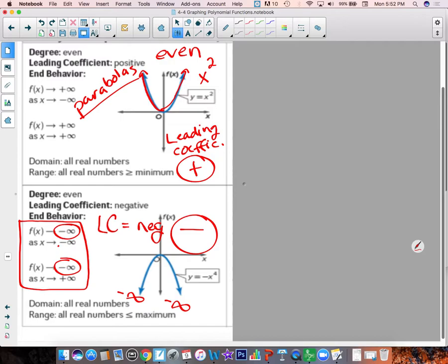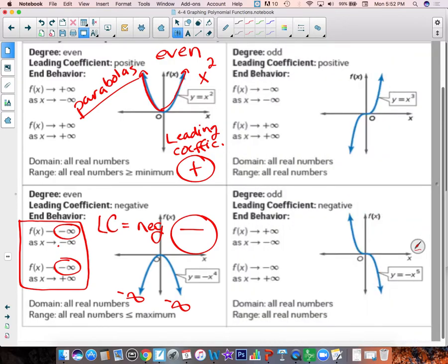Okay, so if we have evens, then we must have odds. So these are odd functions. These are both, one's a cubic and one to the 5th power. So again, let's look at end behaviors. So negative infinity down here, positive infinity up there, and switch it around.